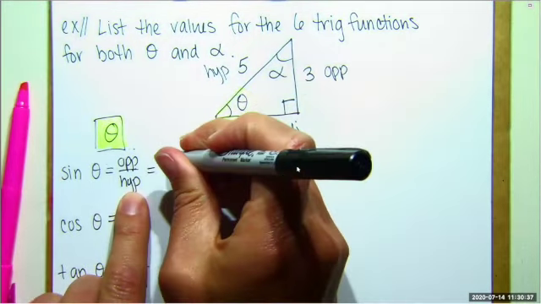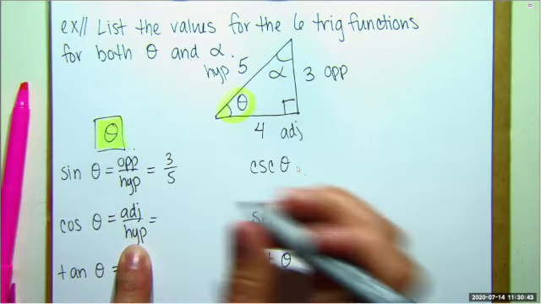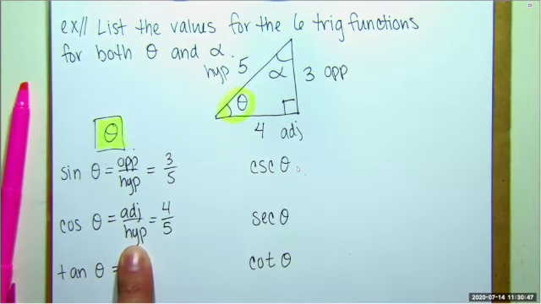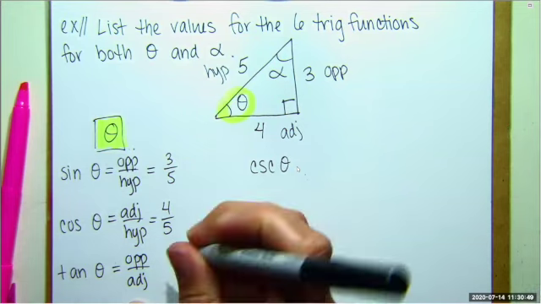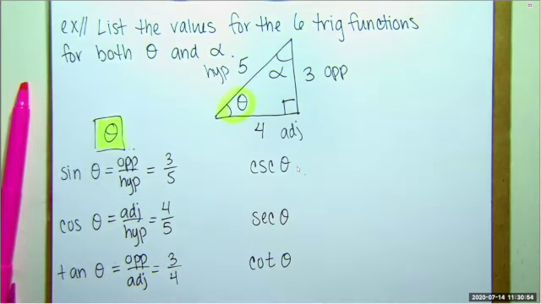Okay, so now it's just a matter of filling in these values. Opposite is 3, hypotenuse is 5. So sine of theta is 3/5. Cosine is adjacent over hypotenuse. Adjacent is 4, hypotenuse is 5. So cosine is 4/5. Tangent is opposite over adjacent, so that is 3 over 4, so tangent is 3/4.